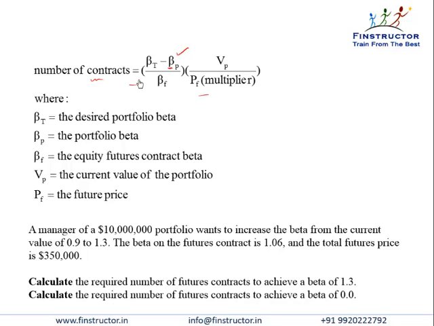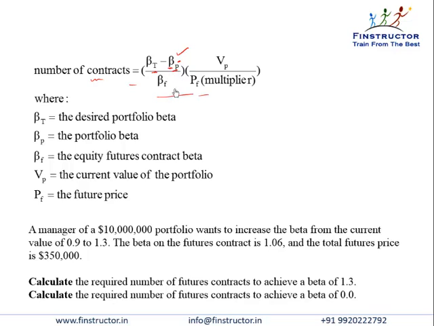Oftentimes, the objective of risk management of equity positions would be to alter the beta of the portfolio. If you're expecting the stock markets to go up, you would want the beta to be high. If you're expecting the stock market to go down, you would want the beta to be low. The number of contracts needed to change the beta of the portfolio from beta P currently to beta T, that is target, can be given by this formula.